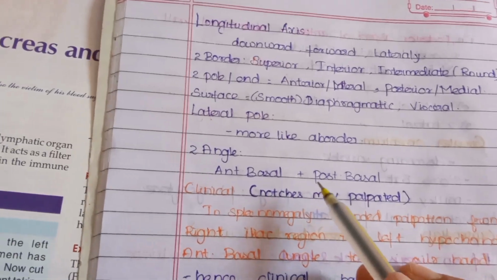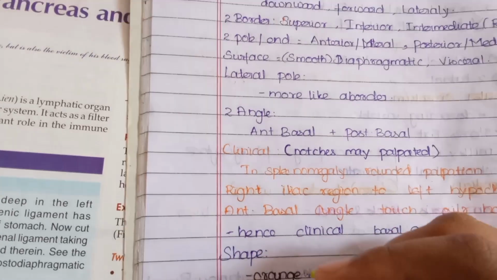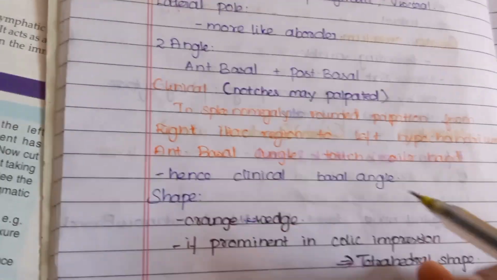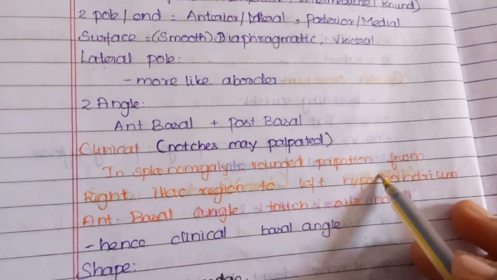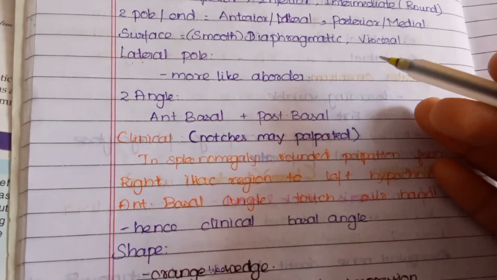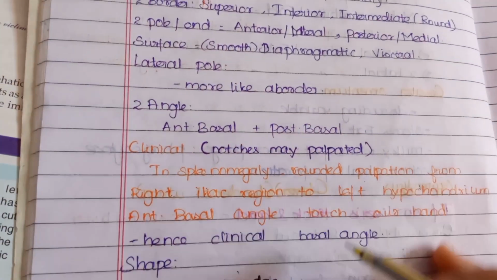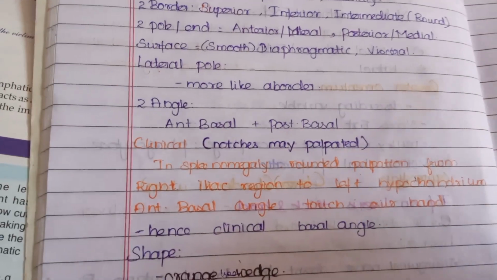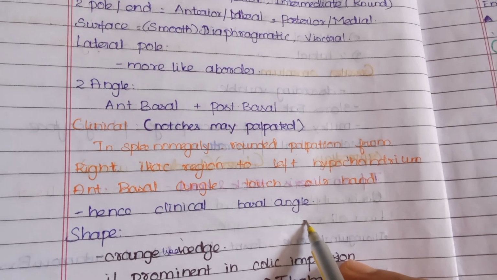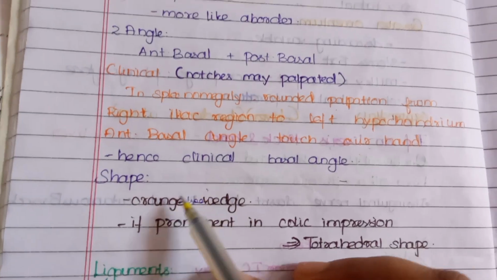In case of splenomegaly, we will palpate the spleen. That method is called Castell's method, Castell's sign. We move from the right iliac fossa to the left hypochondrium by rotating our hand. In splenomegaly, the first part we can palpate is the anterior basal angle. It will hit our palmar surface, so it is called the clinical basal angle. Which is the clinical basal angle of the spleen? The anterior basal angle.